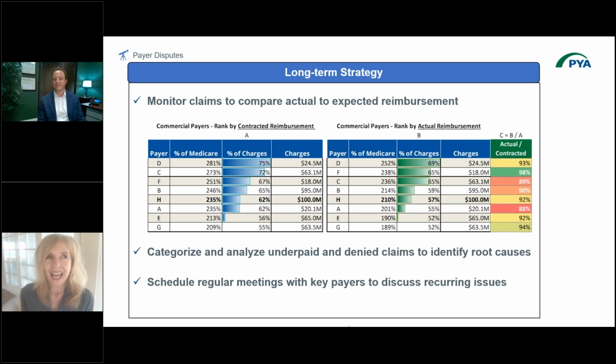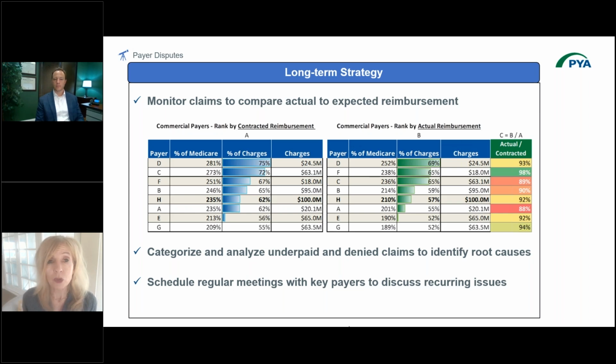Thanks, Jason. As you can see, working with payers and payer disputes is a complex process, and Jason explained it really well in terms of all the steps that we need to work with clients on to really help them get to a resolution that's a win-win for them. And really the overall goal is, hey, let's not get there at all. Let's see if we can develop a long-term strategy so that we can minimize the need to go through this laborious arbitration process. So how do we do that?